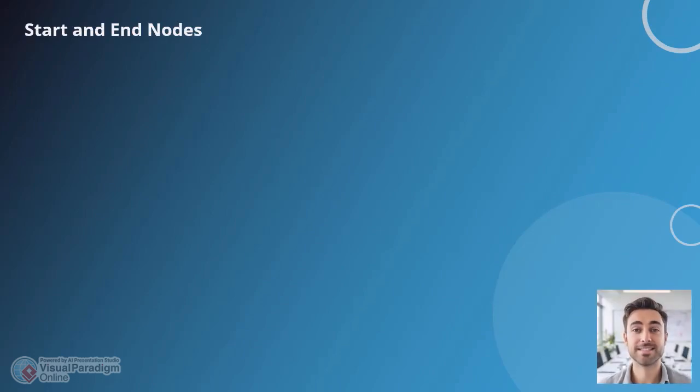Every workflow needs a clear beginning and end. We will look at the initial node, final node, and decision node notations to define flow boundaries.